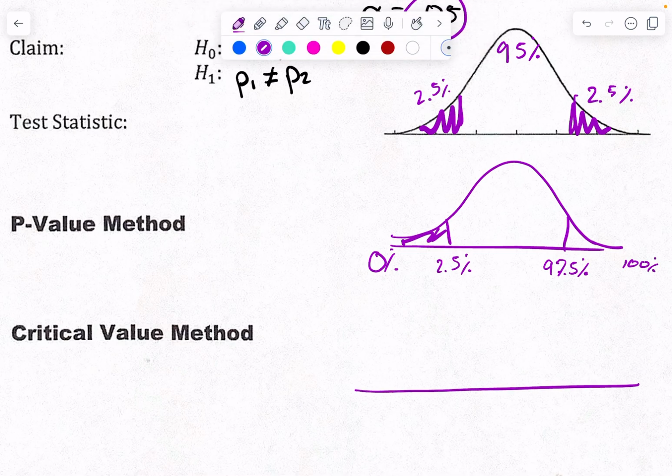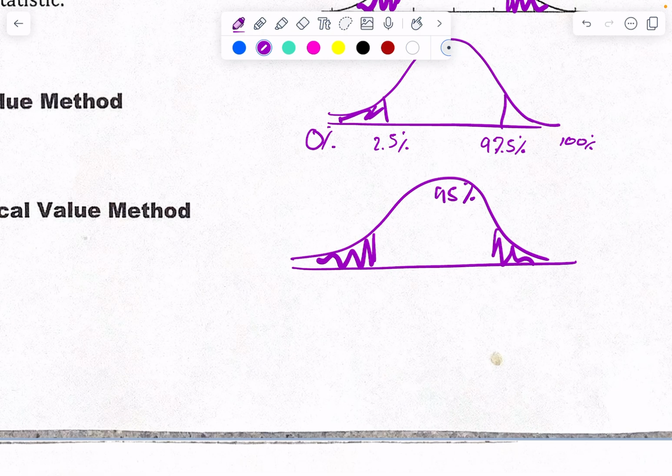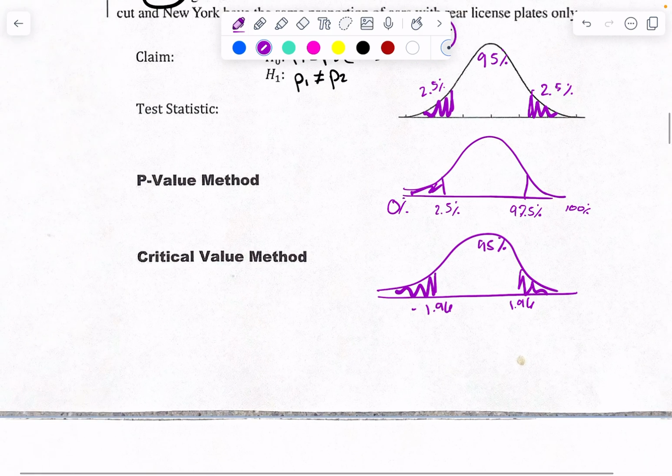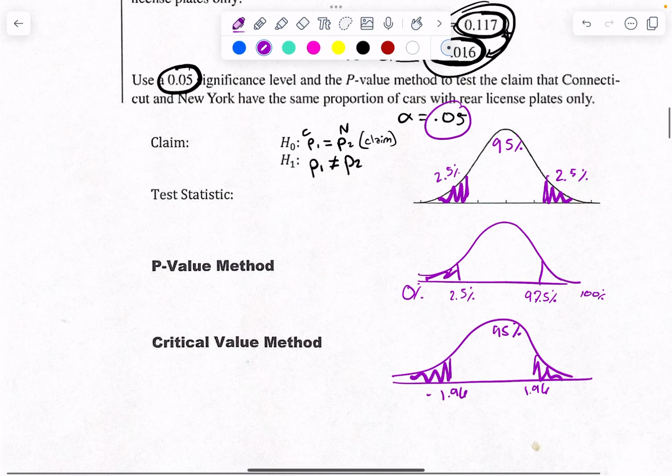If I'm doing the critical value method, I'm doing 95% for the critical value method. And 95%, I've got to think, is 1.96, I believe. So I've got negative 1.96 and positive 1.96, and that's how that works. So we're going to do all that stuff.